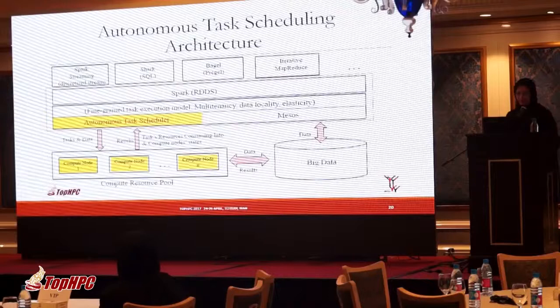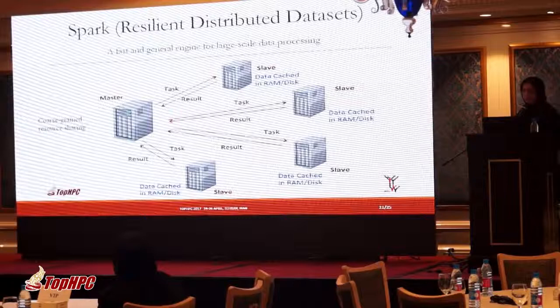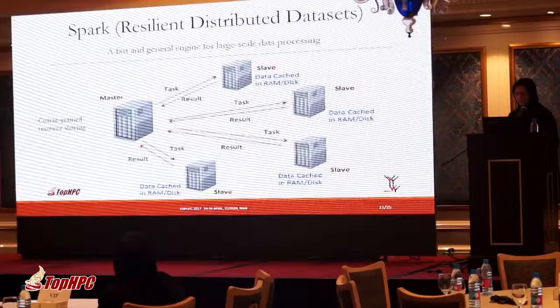Now I'm going to introduce the proposed framework. And first, I'm going to show the architecture of the autonomous task scheduling. In this architecture, there is a layer named Spark. Spark, with resilient distributed datasets, is a fast and general engine for large-scale data processing, and it provides coarse-grained resource sharing, and data is resident in cache or RAM for fast processing.